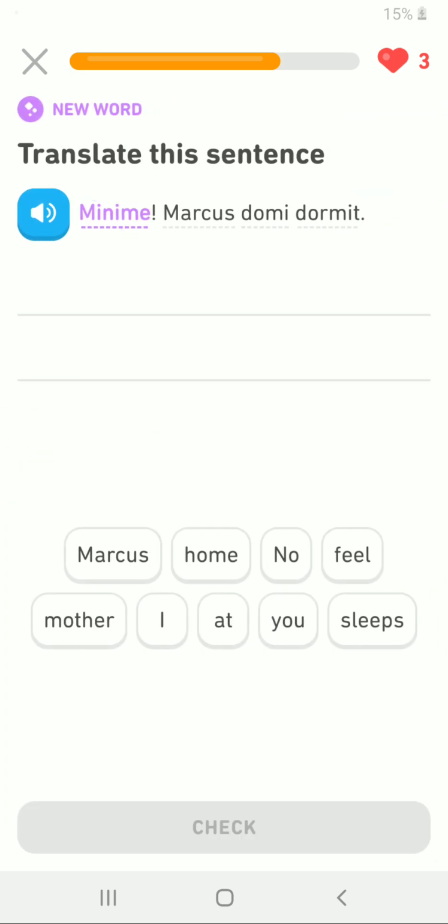And minime. Marcus domi dormit. Domi, I think it's home. Yes. Just like in Russian you say dom. Это дом. It's a house.